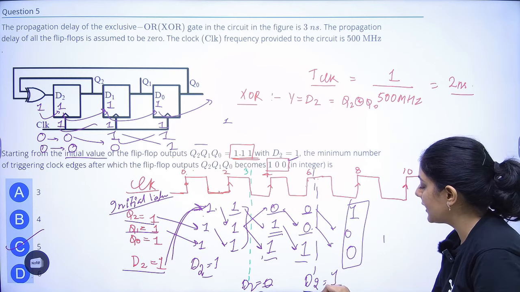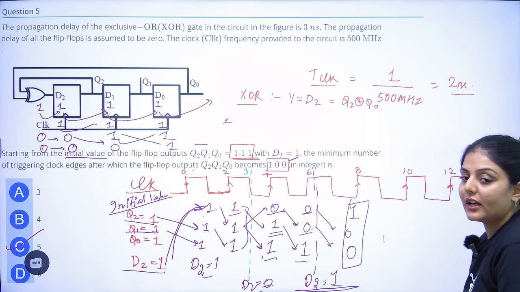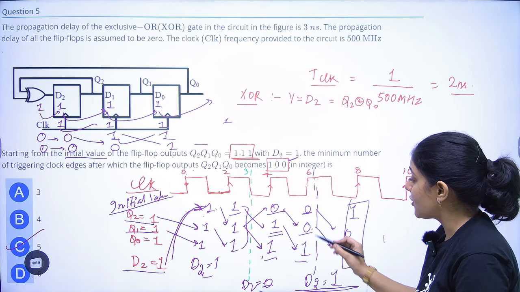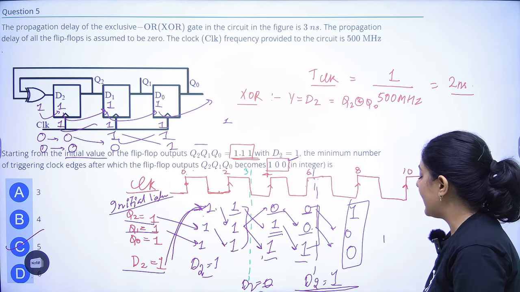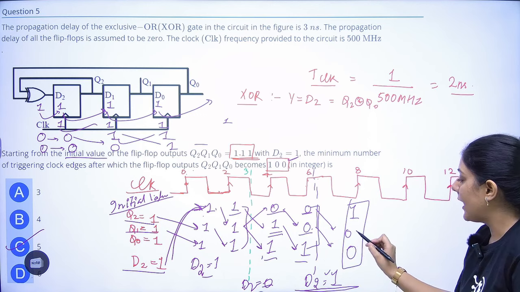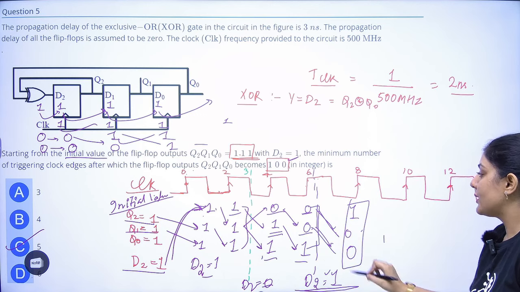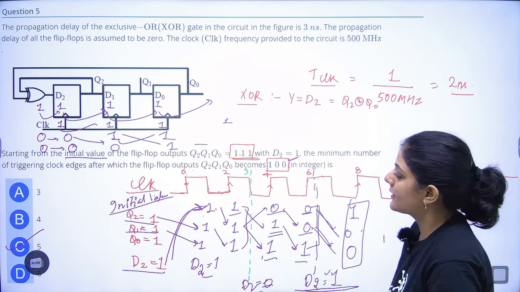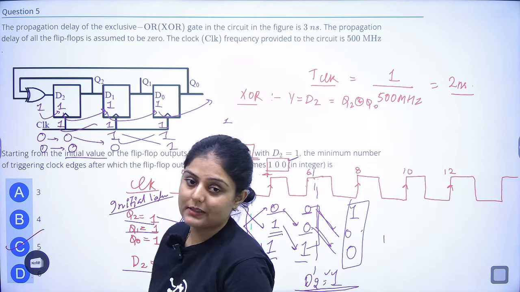After 6 nanoseconds, what will happen? The D2 value will again change, because this 0 and 1 XOR is equal to 1. So 1 will move here, and 0 will move here, 0 will move here. So how many clock pulses will it take? It will take 5 clock pulses. Okay.